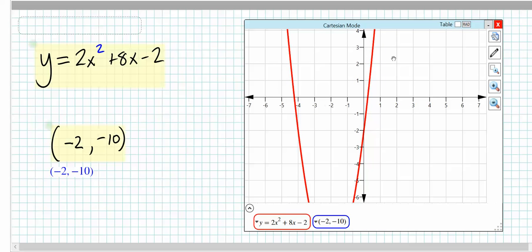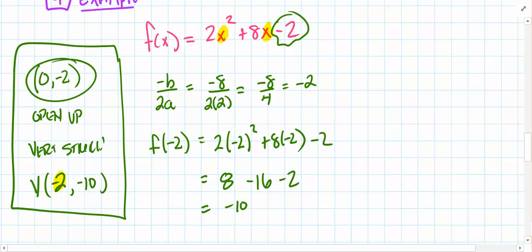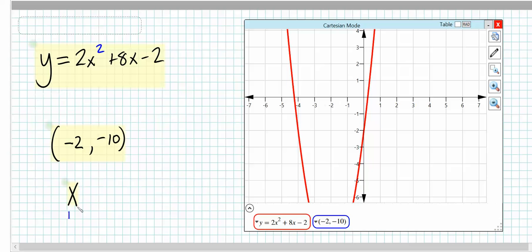Awesome. What else do we know? Where's the axis of symmetry? Is it x equals or y equals? X equals negative 2. So if we put the line x equals negative 2 on there, what would we get? Oh, look, there it is right there.